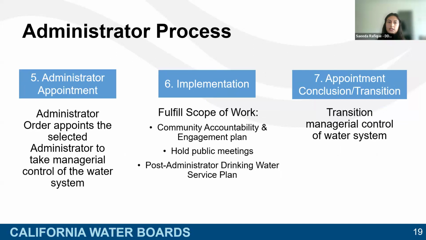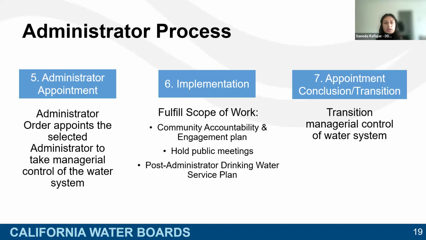Step five is the administrator appointment. So this is where the administrator is officially appointed to take managerial control of a designated water system via an administrator order. Step six is the implementation period, where the administrator fulfills their duties.